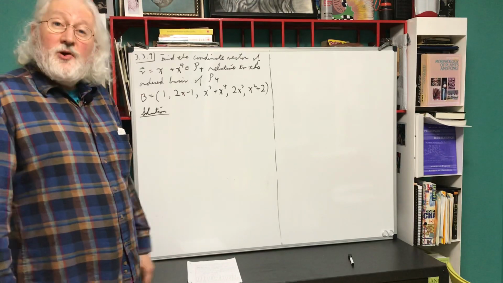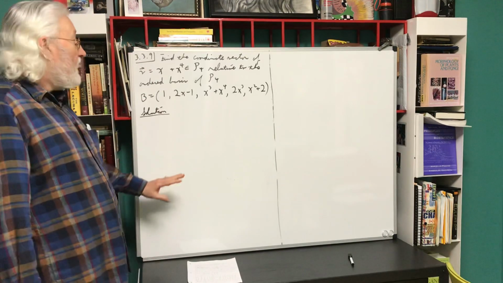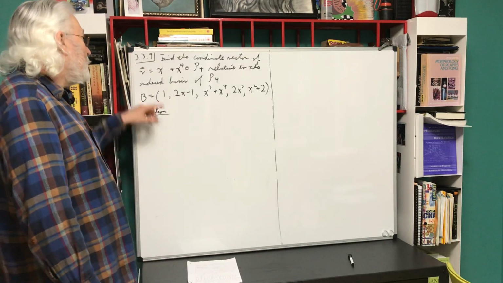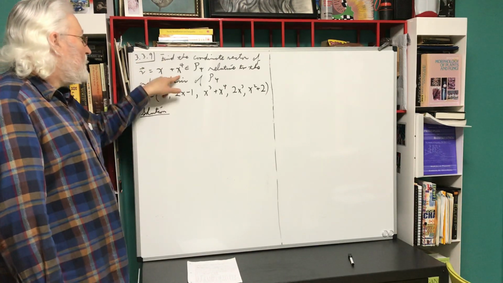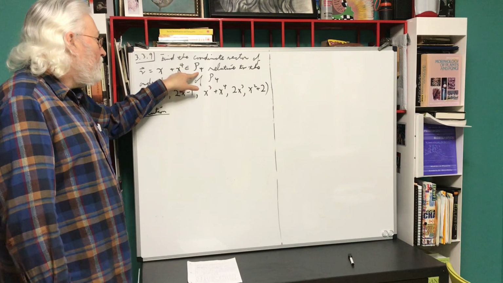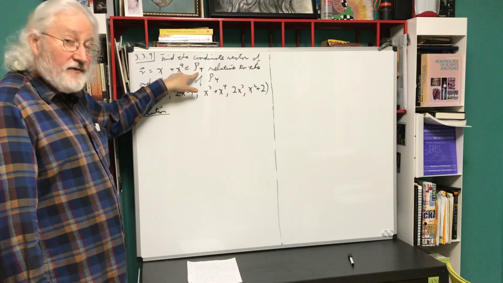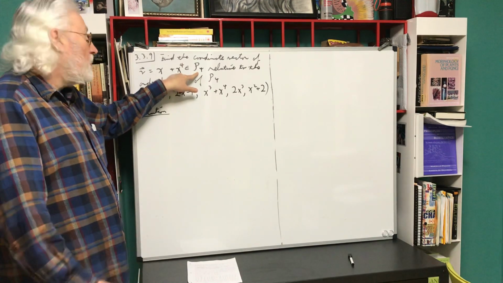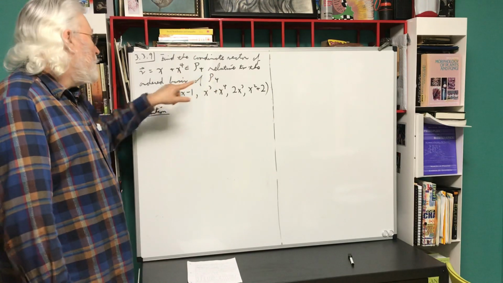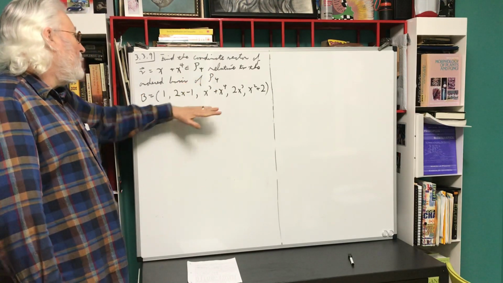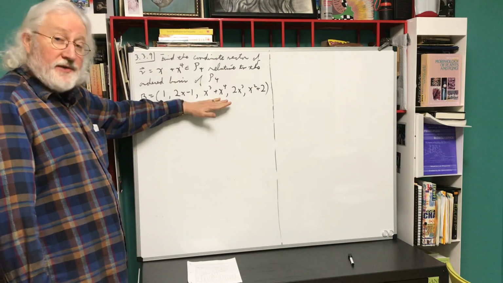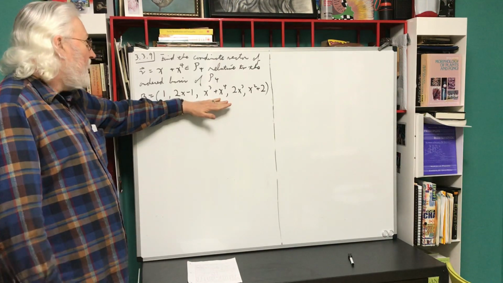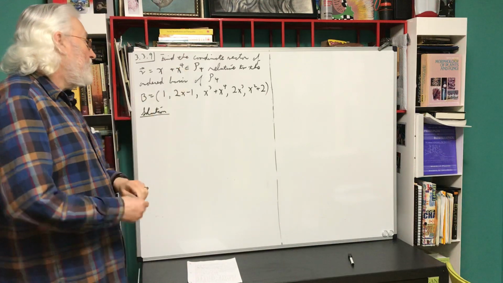Exercise 3.3.9, coordinate vectors for polynomials. Find the coordinate vector of the vector x plus x to the fourth in P sub 4. P sub 4 is the vector space of all polynomials of degree 4 or less, relative to the ordered basis of P sub 4 as given here. So we're trusting them that this really is a basis, a linearly independent spanning set. We want a coordinate vector.